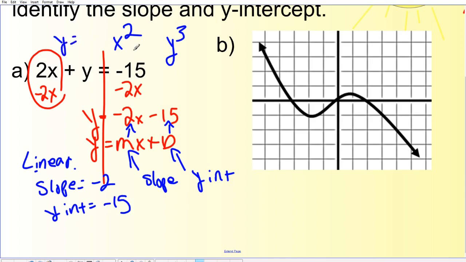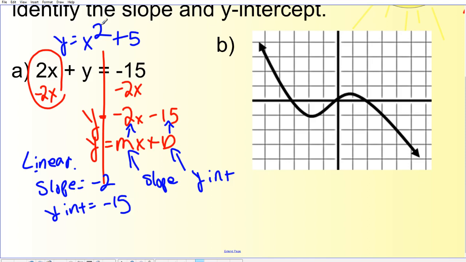Y equals x squared is nonlinear. This is what a nonlinear function looks like. Even if you put plus 5, because it has this exponent on it, it is nonlinear. And that could be a 3, a 4, a 5, a 6, a 7, a 12, a 97. It doesn't matter what exponent the x has, it will not be linear.